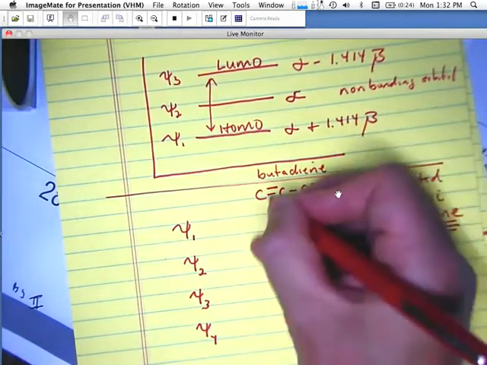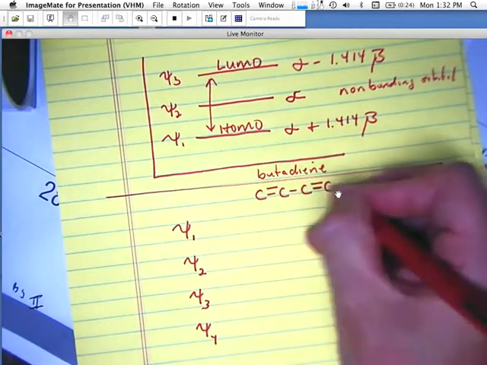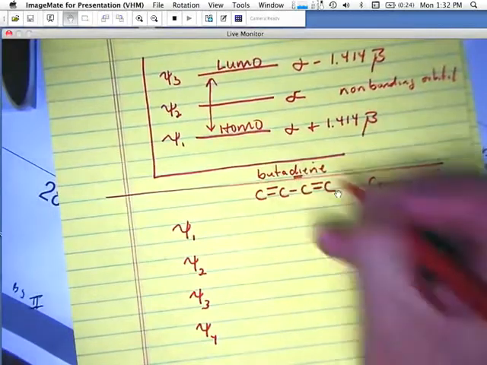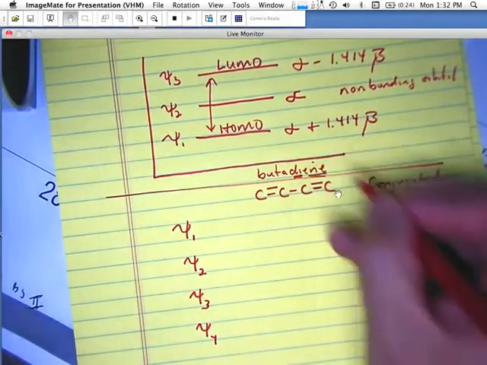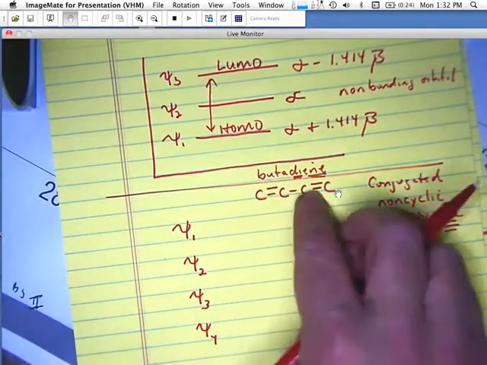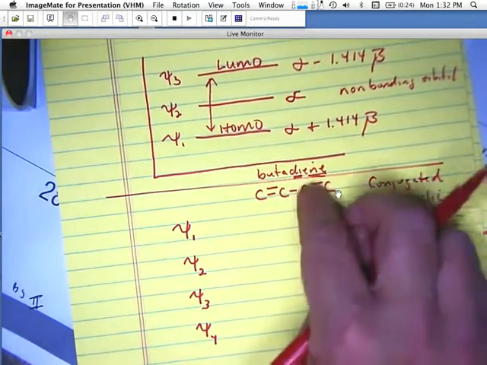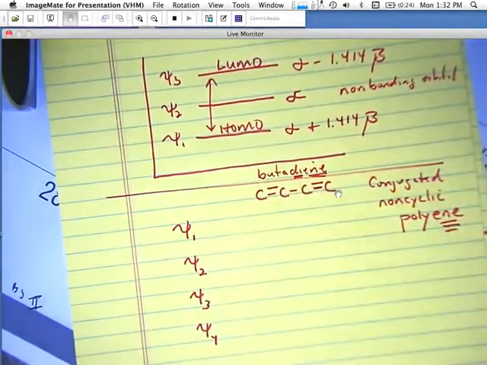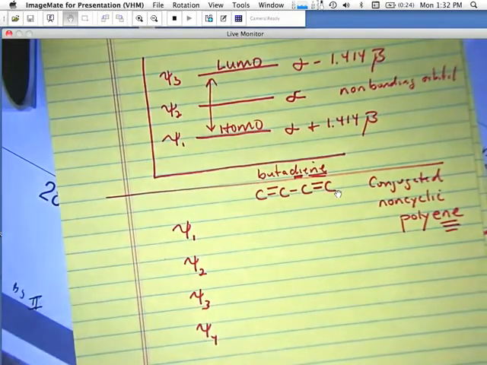Okay, buta because but means 4 carbons. Di means 2, ene means double bond, so but 4 carbons, di 2 enes, 2 double bonds. Okay, butadiene. That is a non-cyclic or linear polyene.